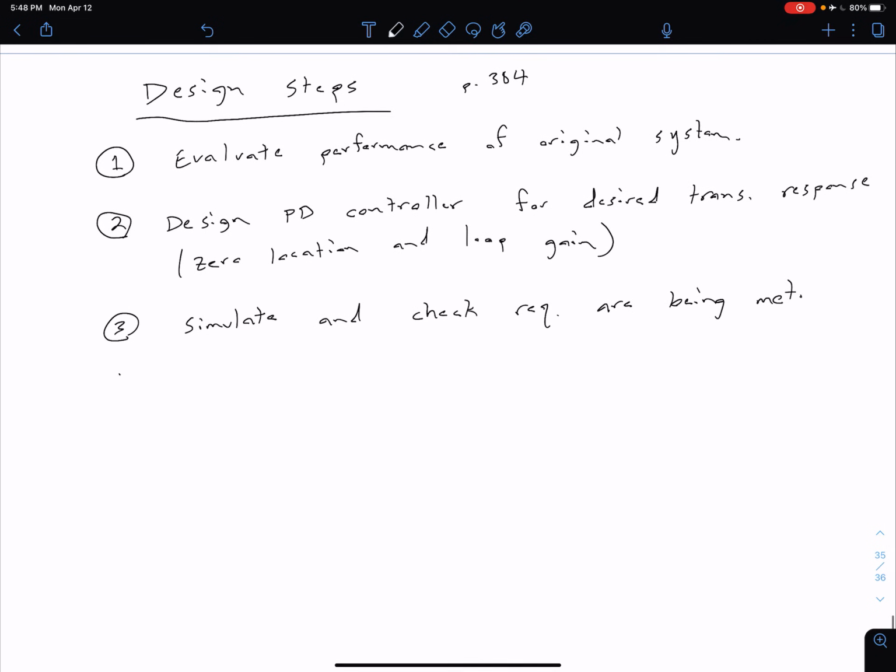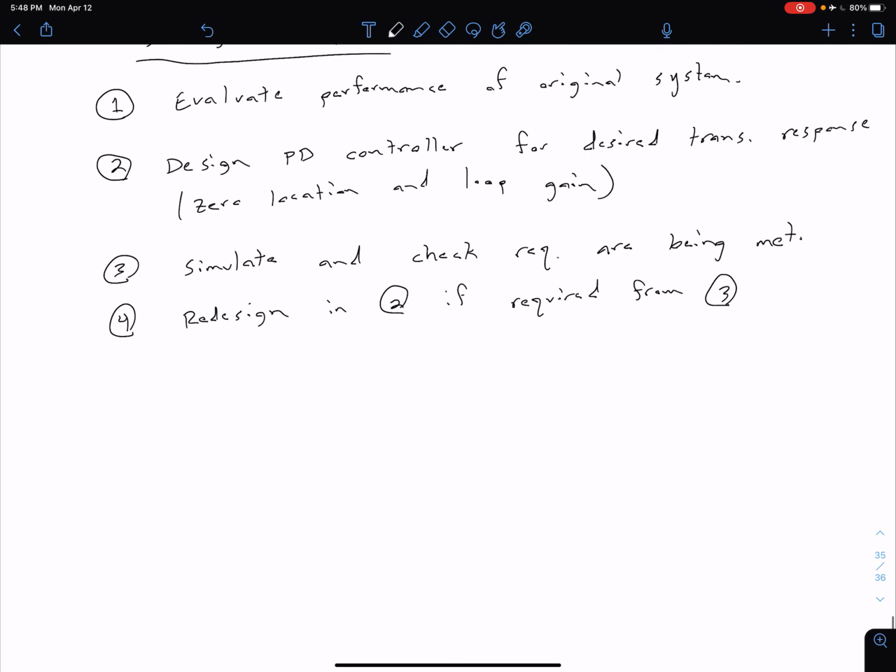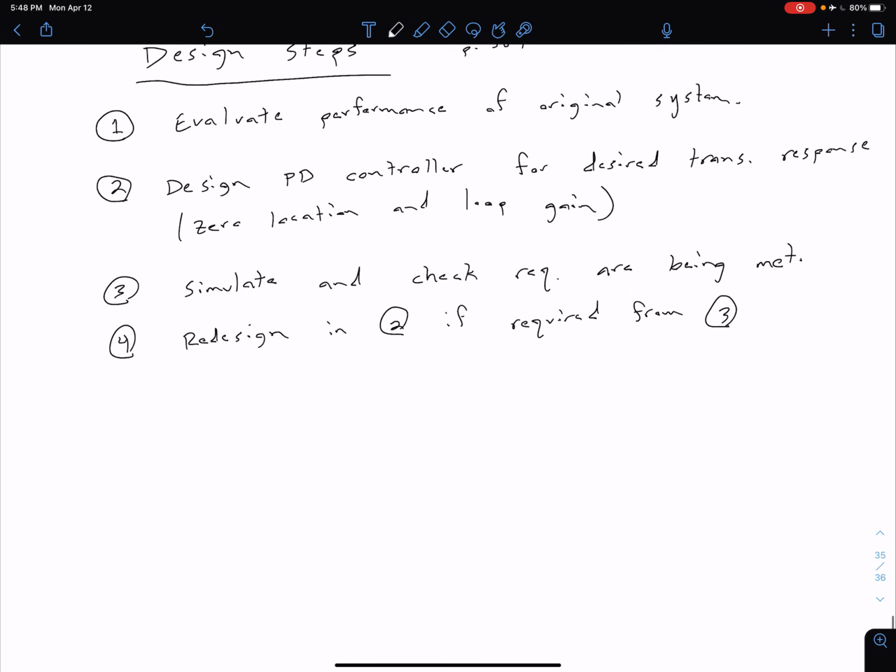Our fourth step is, if we didn't meet any of those requirements, we can go back and redesign, or tweak our design a little bit from step 2. So redesign in step 2 if required from our simulation in step 3. These steps are a little bit excessive in terms of their detail, but again, we'll talk through each of these.